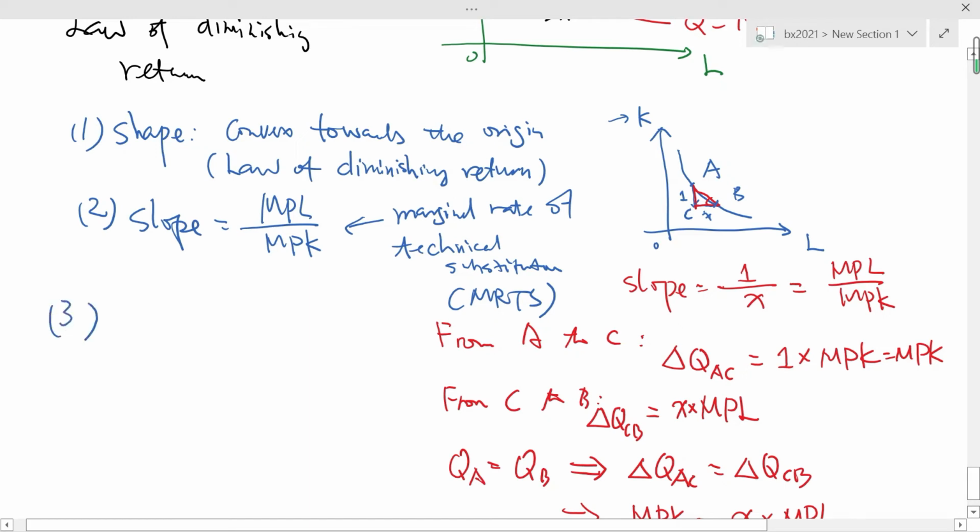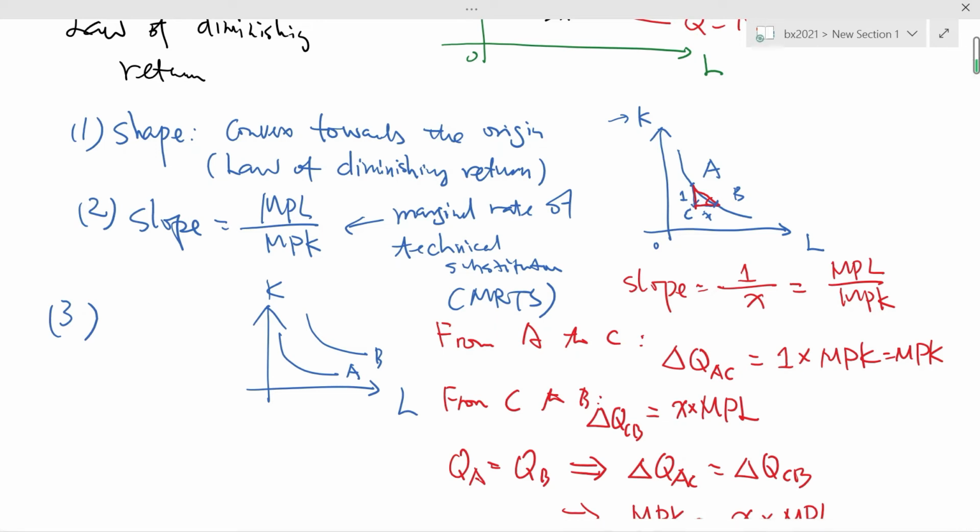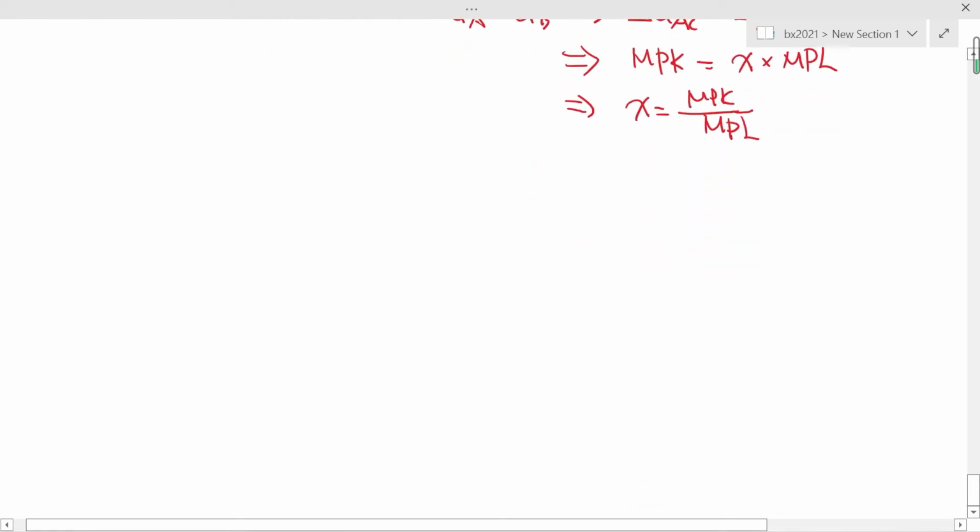Third observation. Let's look at these two isoquants. Not surprisingly, it should be clear here that B represents a higher level of isoquant because it's using more resources, more capital, more labor. So the isoquant is increasing in this direction. The further out from the origin, the higher the level of output it represents. Okay, that's the isoquant. Let's turn to isocost.